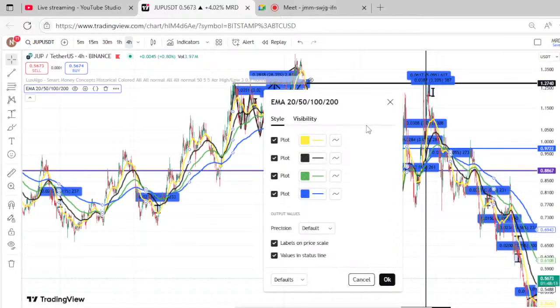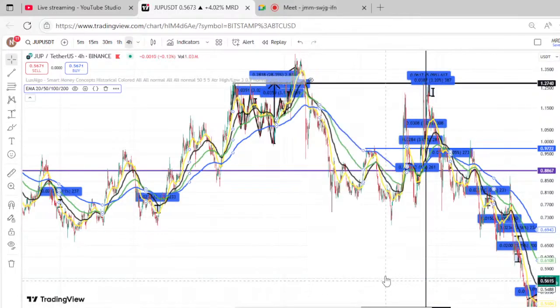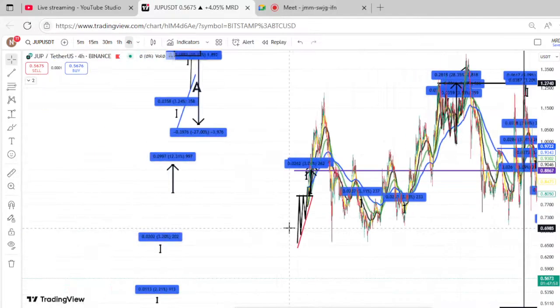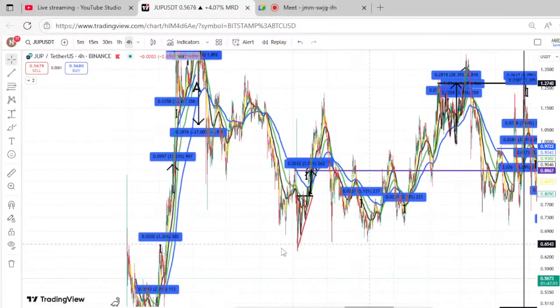There we go. The yellow one is for 20. Black one 50. Green one 100. Blue 200. Can you fail to get this? This is what you need to change only. Just put your colors that you can simply understand. Are we together? So now let us start from where the market was coming down.